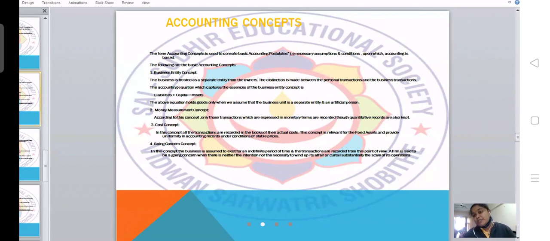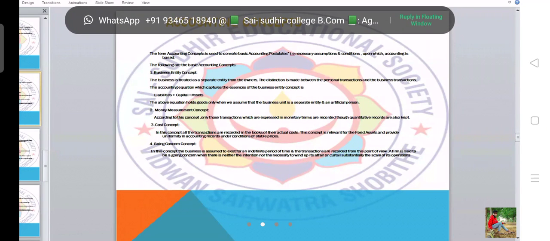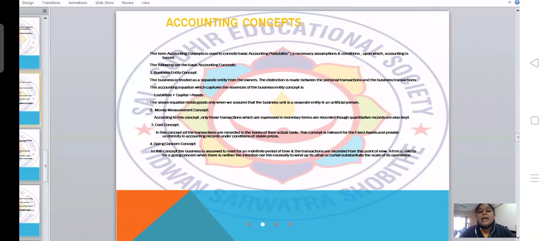Clear, my dear students? Generally, if we see drawings in our question, we put it directly, not knowing which concept or rule it is. Now coming to the next one, the second concept, the money measurement concept.